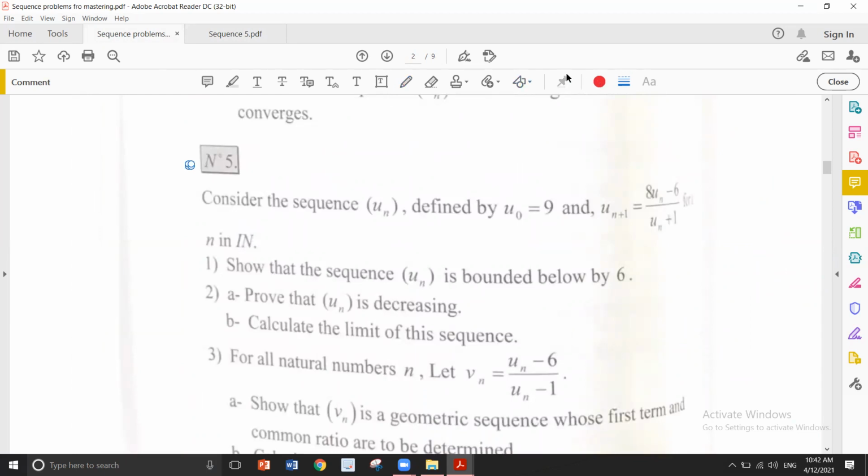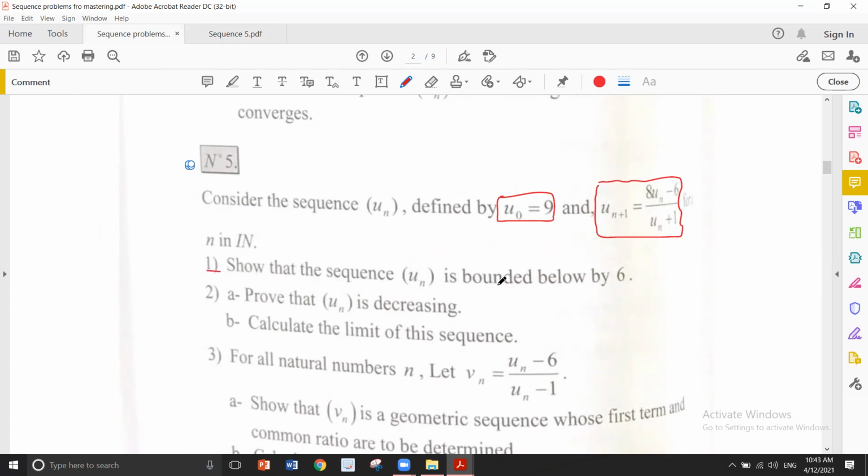Now we start with problem 5. Exercise 5. Consider the sequence defined by u0 equal 9 and un plus 1 equals 8 un minus 6 over un plus 1.